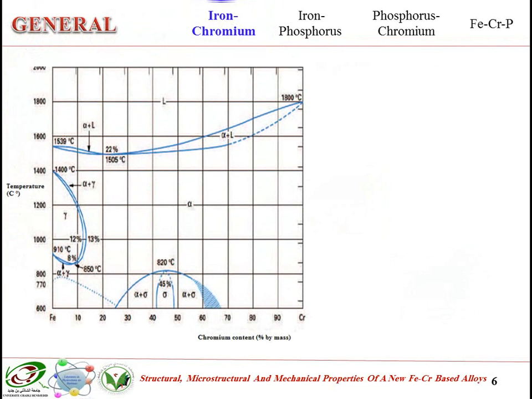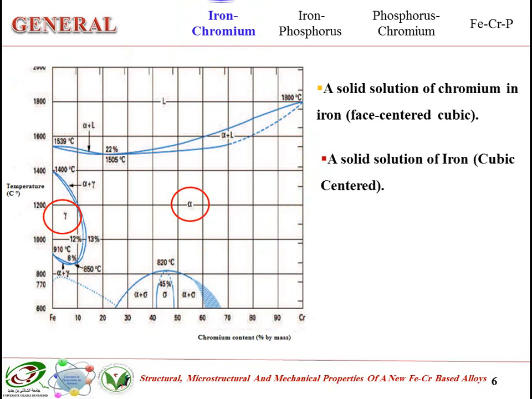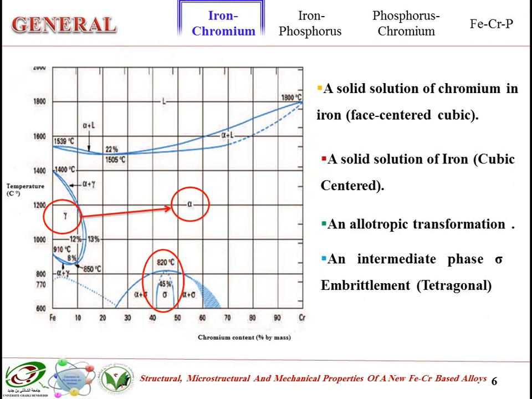The iron chromium equilibrium diagram shows the formation of two solid solutions, a solid solution of chromium in iron with a body-centered cubic phase, and a solid solution of iron, body-centered cubic. We also have a gamma to alpha allotropic transformation by rapid or slow cooling. The iron chromium is always limited by a miscibility gap at a temperature of 820 degrees. There is the possibility of the appearance of a disordered intermediate phase by spinodal decomposition, the brittle sigma phase.